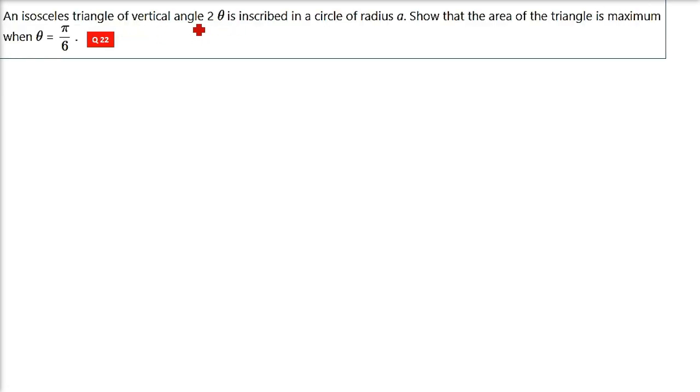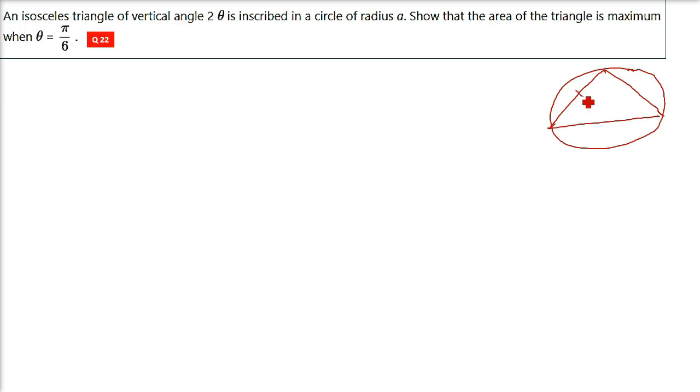An isosceles triangle of vertical angle 2 theta is inscribed in a circle of radius a. Show that the area of the triangle is maximum when theta is equal to pi by 6. Okay, now this is a 2D example. Don't assume it to be 3D. It's 2D. There is a circle and there is a triangle here. We are talking about a triangle.